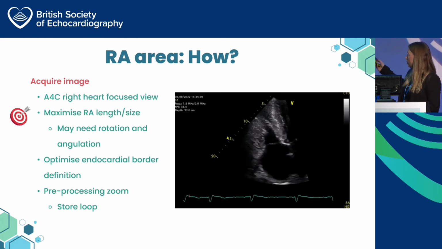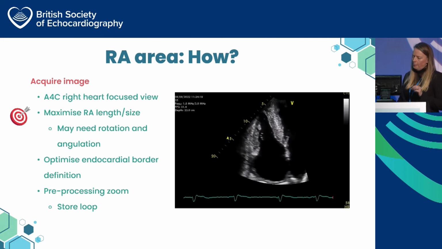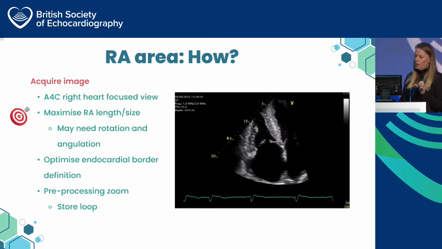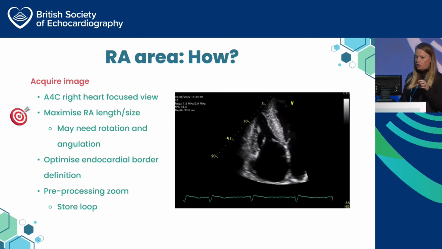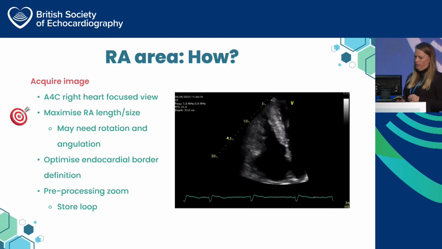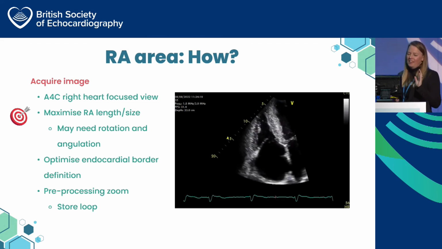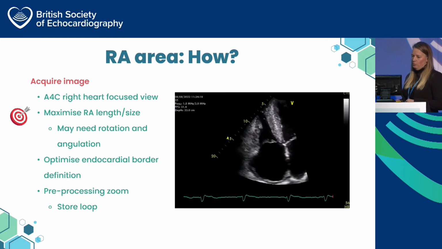I won't go through how you identify it's an RV-focused view because Dan has done that already. A key thing is to make sure that you do that little bit of rotation to make sure you've got the true width of the right heart in there, and then optimize the endocardial border definition. I would zoom, change your focus position, and then store that loop for measurement of area.